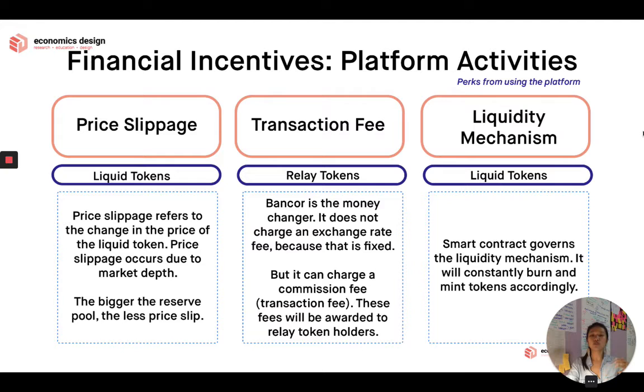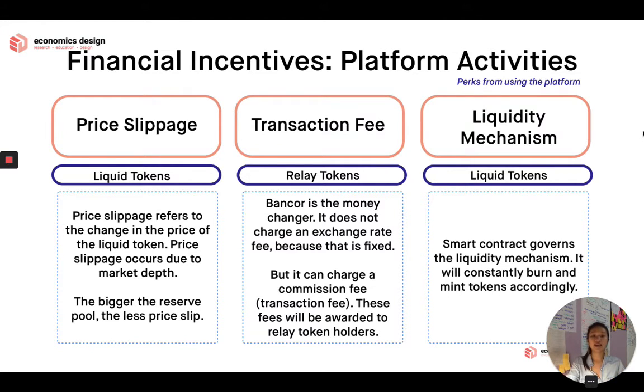Why would relay token holders do that? Because they can earn transaction fees. They can charge transaction fees, and the transaction fees will be given to these relay token holders. This fee is determined by the person who created the reserve pool, and this can be between 0.1 and 0.3%.